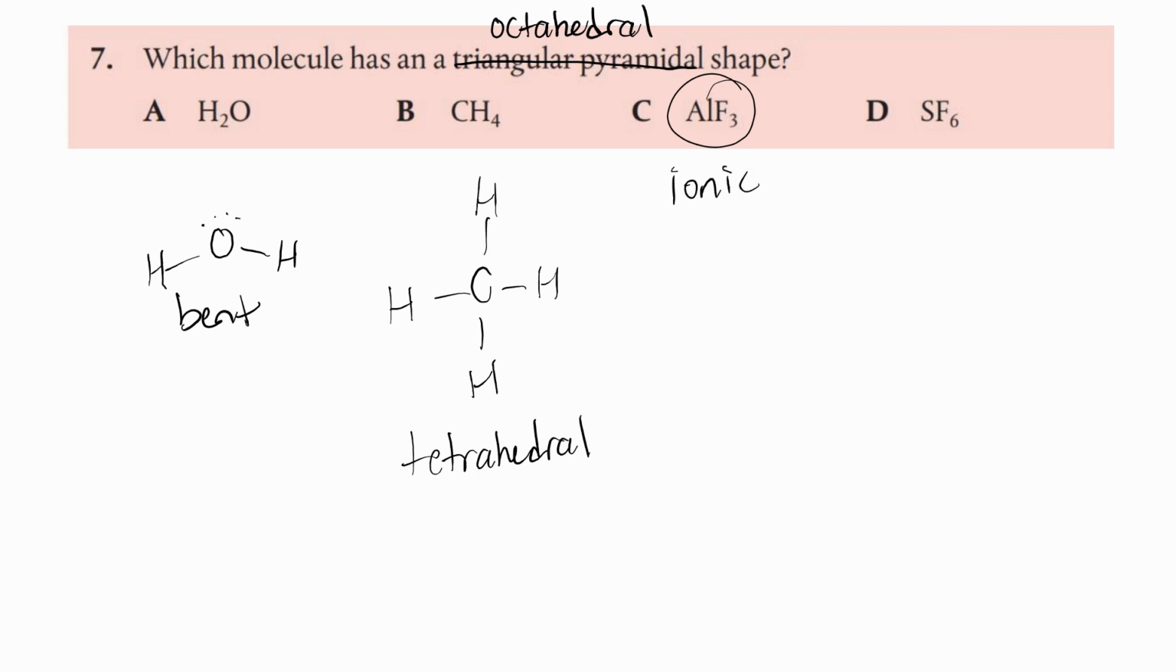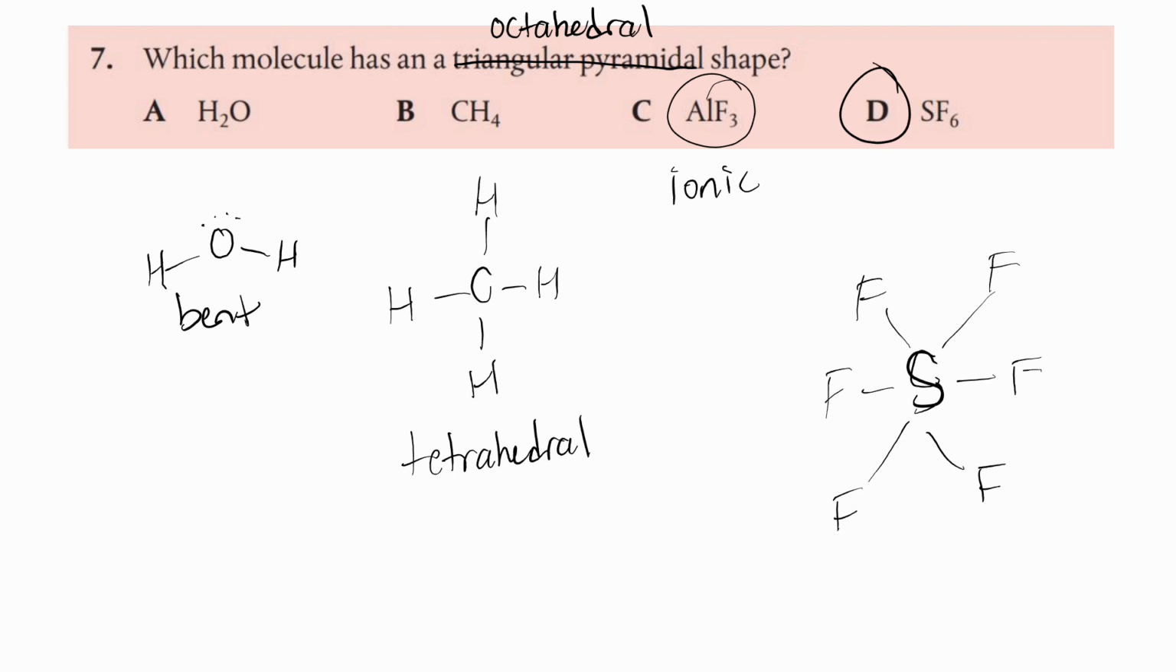And then finally we have SF6. SF6 has 6 fluorines off the central atom, which is in fact an octahedral shape. So SF6 would be the answer. Just know that the textbook online that I posted for your teams says triangular pyramidal, which is not an option choice here. So change that to octahedral. The answer is D.